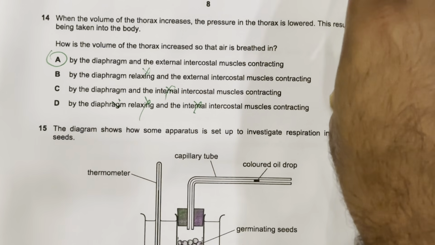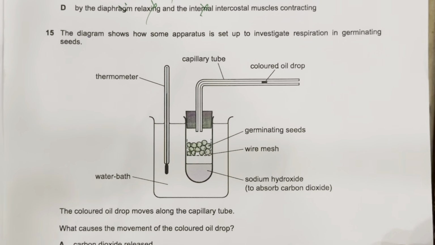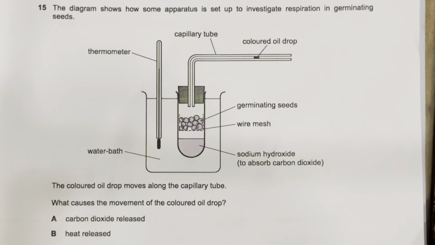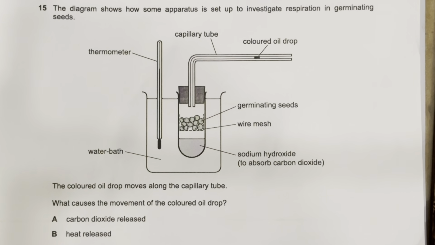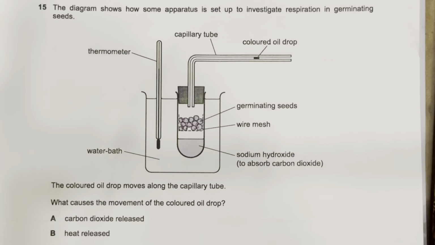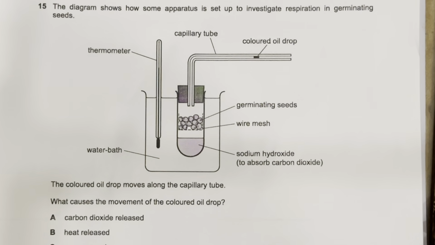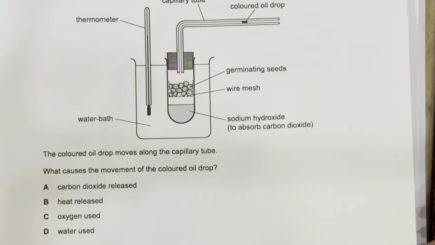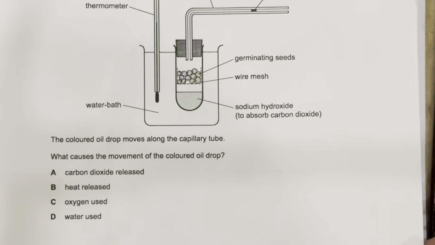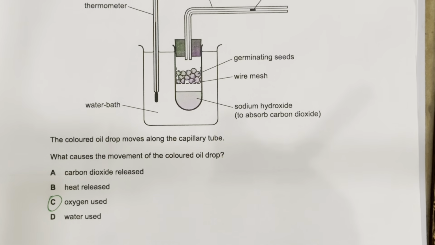Moving to question number 15. The diagram shows how some apparatus is set up to investigate respiration in germinating seeds. You can see the thermometer, water bath, capillary tube and colored oil drop. There are germinating seeds, wire mesh, and sodium hydroxide to absorb carbon dioxide. The colored oil drop moves along the capillary tube. What causes the movement of the colored oil drop? It is simple. It is the respiration. So oxygen will be consumed or used, which is indicated by that. So option C is the right choice.